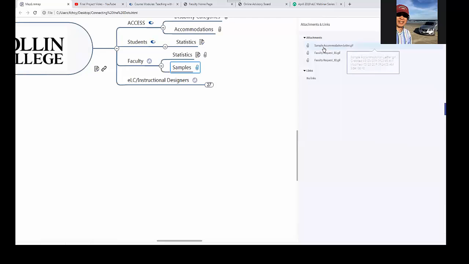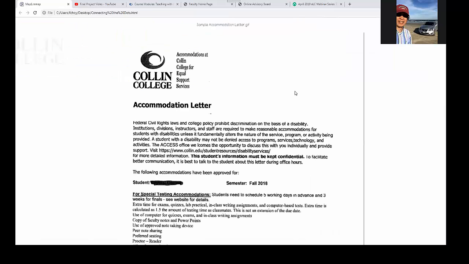Okay, so this is an accommodation letter. Again, this is a real accommodation letter. A faculty member was kind enough to share with me what he got. He told me eventually that there were actually two ADA students, to use the word generally, in his class. One went through the access office, and one he found out himself. That again tells you that you have to be very careful.